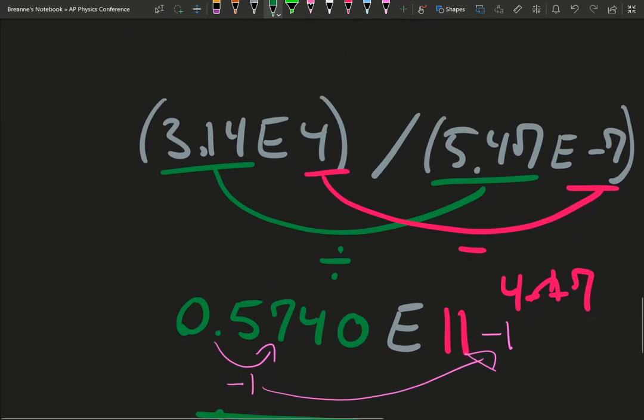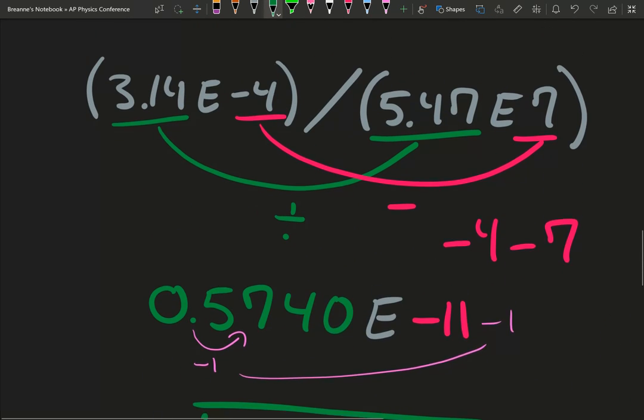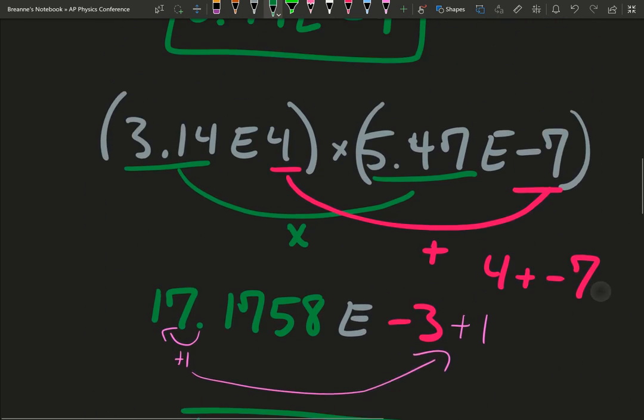So there we go. That's going over all your adding, multiplying and dividing exponents.